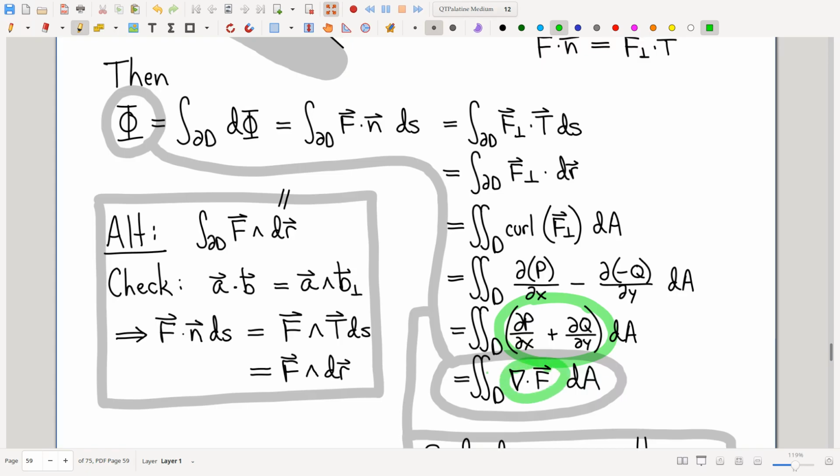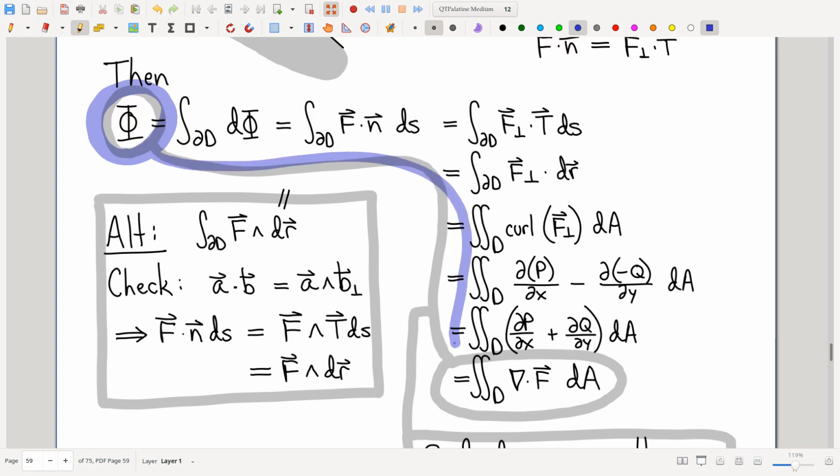That's in fact divergence. This is a formula we wrote down back in chapter 3. And coincidentally, so it would seem, it just kind of pops up here. And that gives us our theorem. So our theorem: if you want to compute outward-oriented boundary flux, you can do so with a double integral of divergence over the interior.